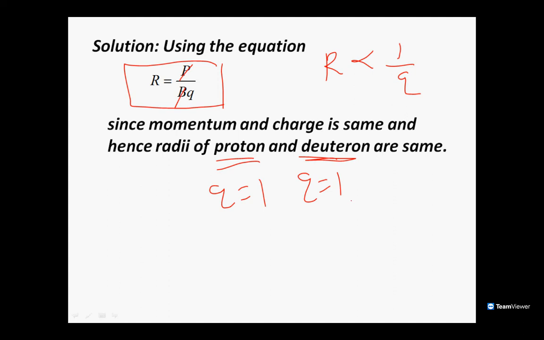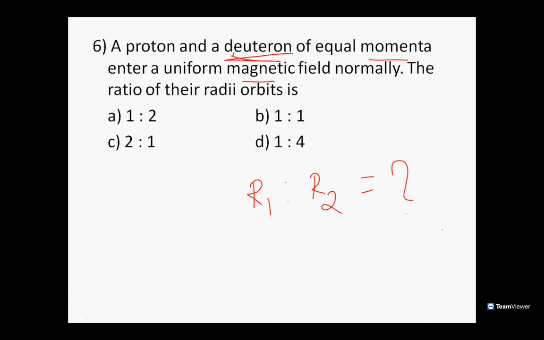Here also one proton, here also one proton. So the charge is the same. All are the same. Then certainly the ratio R1 is to R2 equal to 1 is to 1. So this is the right choice. Next question.